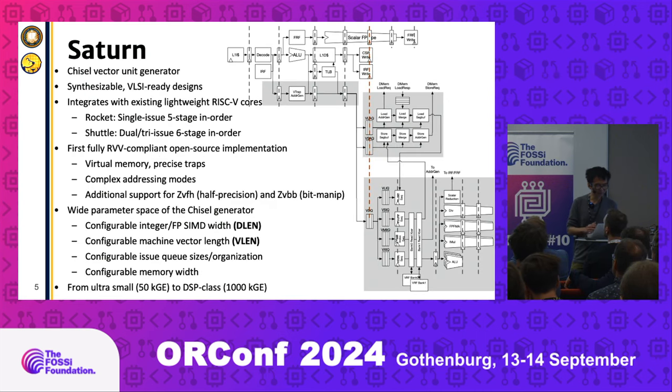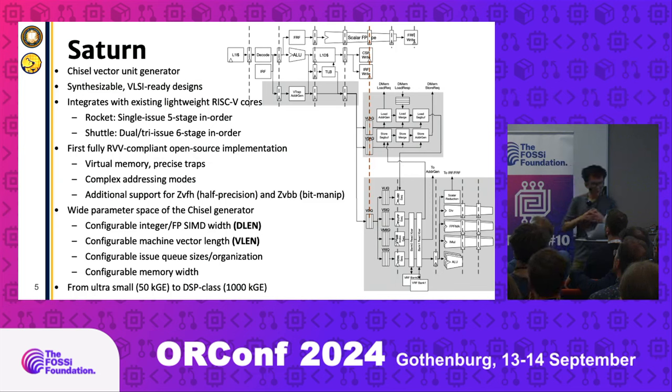So just jumping straight into what we've built in Saturn. Saturn is this Chisel vector unit generator. Chisel is an HDL for describing parameterized synthesizable RTL. Saturn is essentially a Chisel program that is around 10,000 lines of Chisel. When you run the generator, you specify some configuration of the machine, some combination of data path width and vector length and other parameters. And then it emits some blob of synthesizable VLSI ready RTL that you can pass to your FPGA tools, your simulation tools, or even your VLSI and tapeout tools.